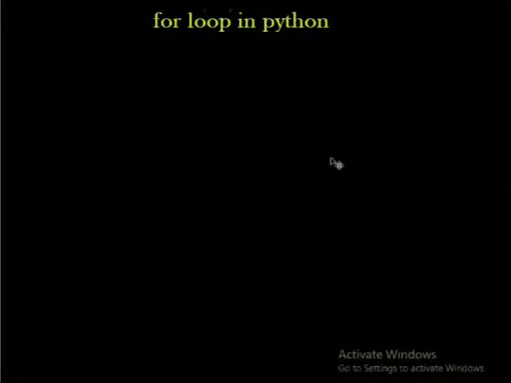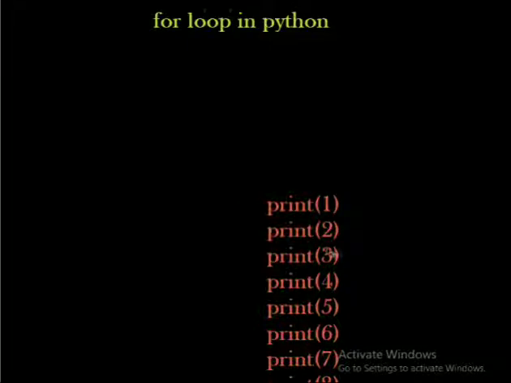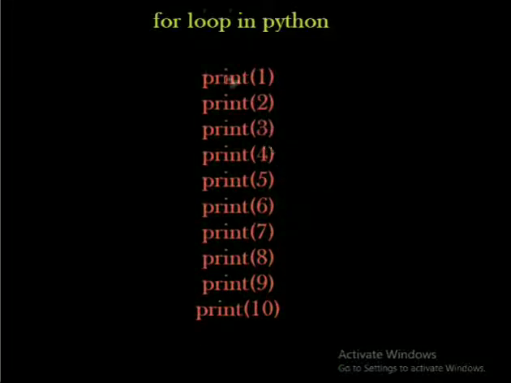In this video, I am going to talk about for loop in Python. If I ask a person who just knows the print function to print from 1 to 10, he's going to write 10 lines of code like this. This is very hectic, right? Because to write 10 lines of code, print, it takes a lot of time.